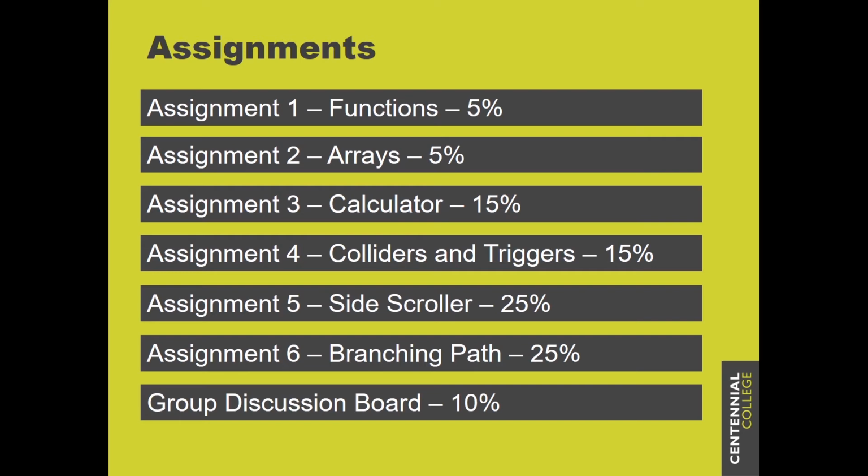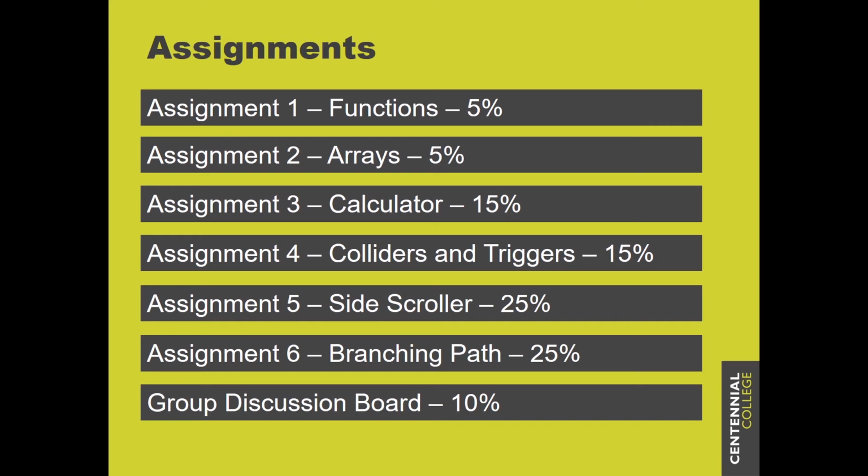Assignment 3 is going to be your first real application. It's going to be the creation of a simplistic calculator that can do addition and subtraction. We'll be exploring the idea of creating this entirely in UI, utilizing UI. So it's going to be worth 15% of your overall grade, and it's going to be your first actual build of a project.